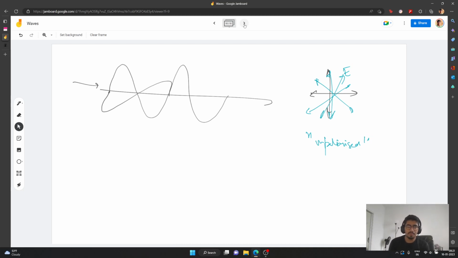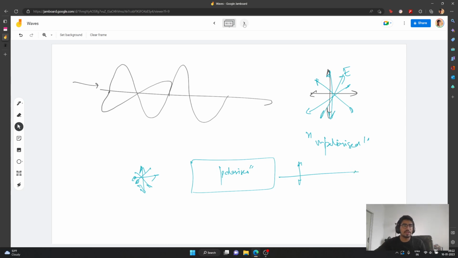So what we do is we maybe put it through this. We have this light that's there in all directions, and then we put it through something we call a polarizer. And then you have something that comes out oriented in only one direction. It's like a pure tone.